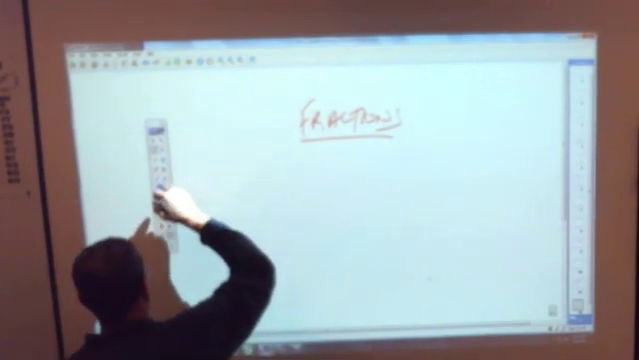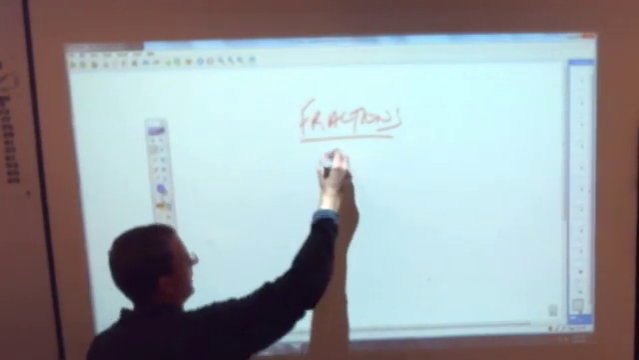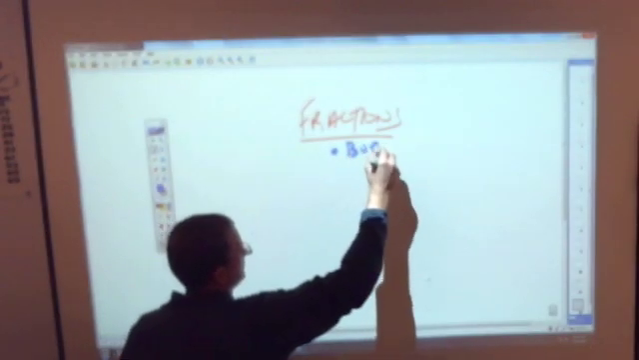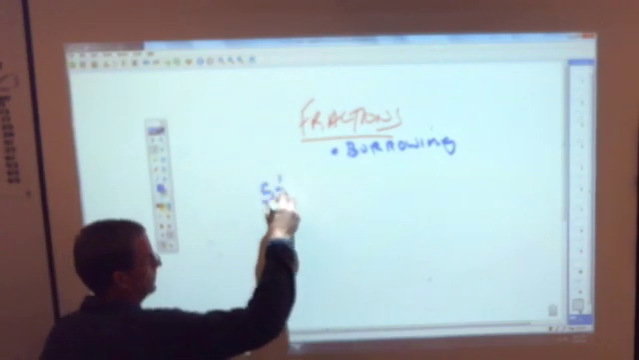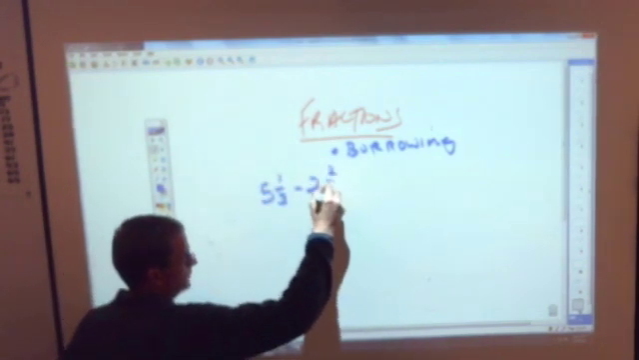And under fractions, really what it says regrouping, in our modern world we call that borrowing. We will look at one example where we do it long and the hard way, and then we'll just do it the right way. If you have 5 1/3 minus 2 2/3.